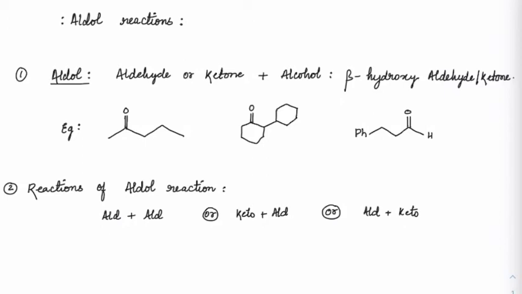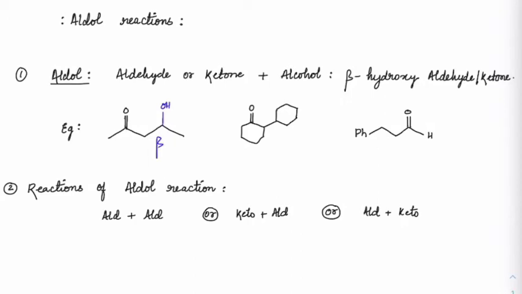Well, by the name aldol, you must be familiar with the term: it is an aldehyde or a ketone which is connected with an alcohol. So it's like a beta hydroxy aldehyde or keto formation. For example, this is a keto form, right? In case you have an OH here, what do we say? This is alpha hydroxy, right? But if it is at the beta position, this is the beta position.